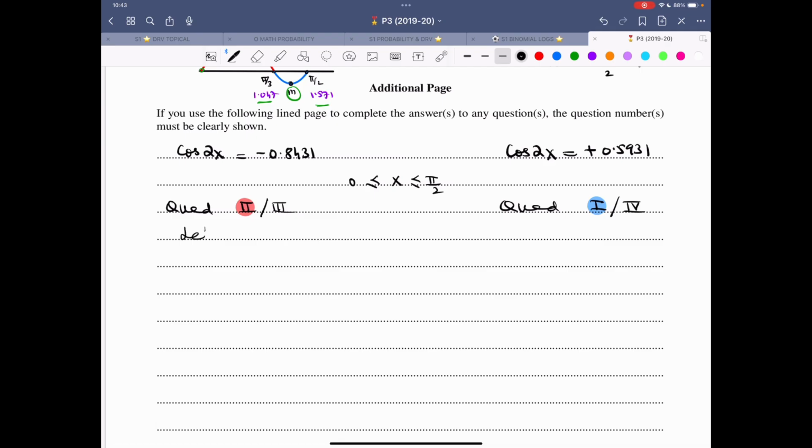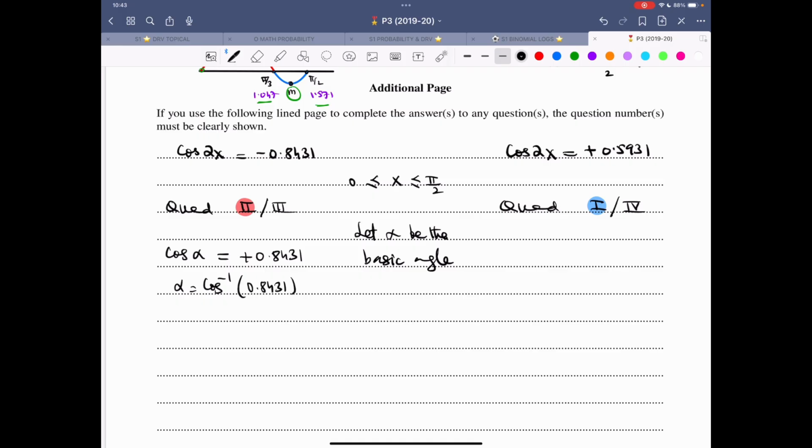Let alpha be the basic angle, that is the acute angle with the x-axis. So let me calculate alpha for both. Cosine of alpha comes out to be positive 0.8431. We always calculate it with a positive ratio. And alpha is cosine inverse of 0.8431.